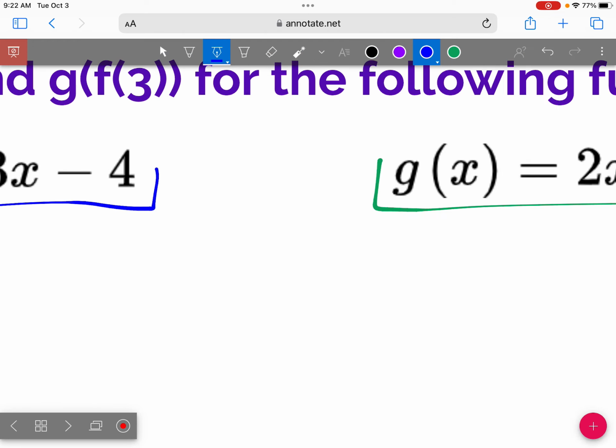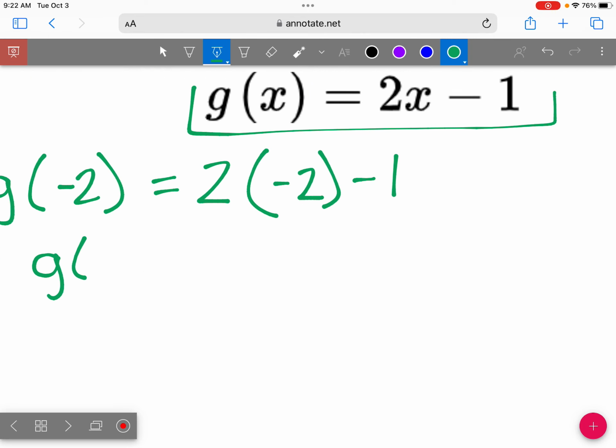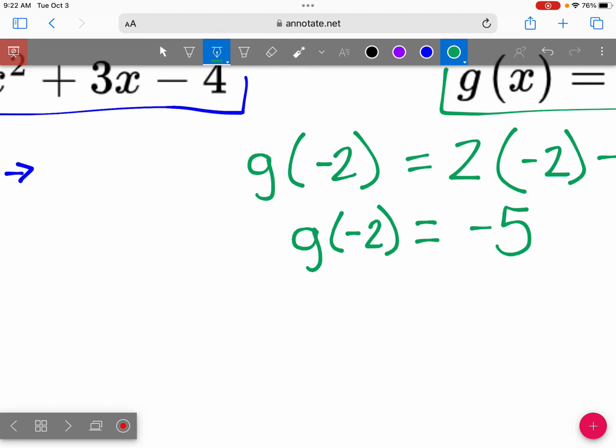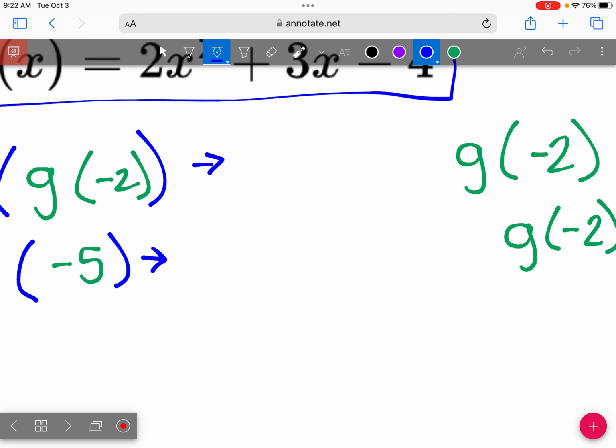So the first thing I need to know is what is g of negative 2? We're going to substitute in our negative 2 in place of the x. So g of negative 2 actually equals what? Negative 5. Since g of negative 2 equals negative 5, what we're really asking is what is f of negative 5? So now we're going to go to our f function and substitute in negative 5.